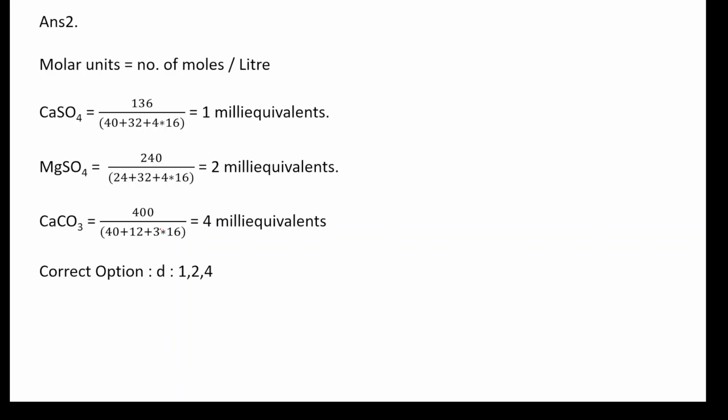We'll see the solution now. So molar unit is number of moles divided by liter. Here they have not given any liter, so we will assume it as 1 liter, and we just have to find out the number of moles. What is number of moles? Number of moles is weight of the substance, like in case of CaSO4, divided by molecular weight.